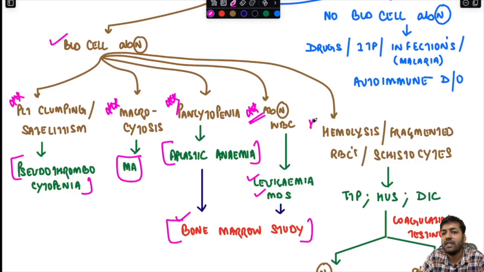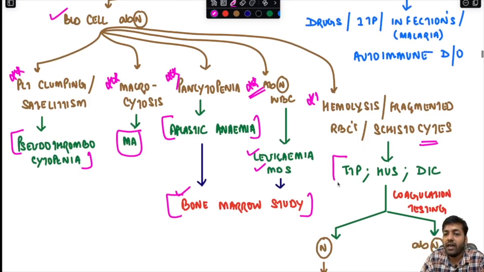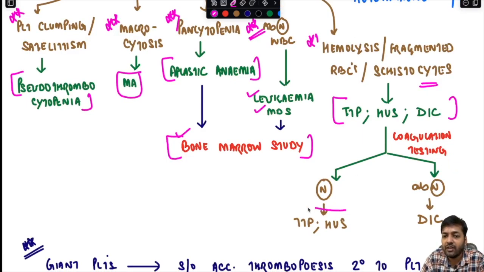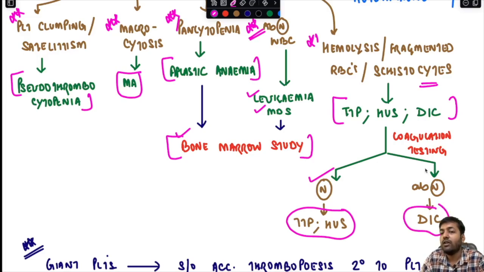Or, for example, if you see hemolysis with fragmented RBCs or schistocytes, it is suggestive of a microangiopathic hemolytic anemia picture. What are the causes of MAHA? We have TTP, HUS and DIC. Now remember, even though TTP and HUS are characterized by microvascular thrombosis, here the tests of coagulation are normal, whereas in DIC the tests of coagulation are abnormal.